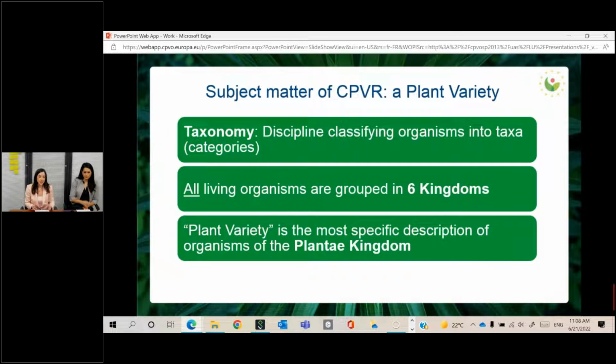So basically, taxonomy is the discipline of classifying organisms into taxa or categories. And all living organisms are grouped in 6 kingdoms. So here we are concerned with the plant kingdom. And a plant variety is the most specific description of organisms in this plant kingdom.